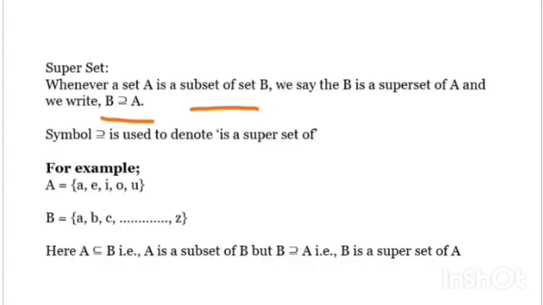For example, the set A contains the vowels A, E, I, O, U and the set B contains all the English alphabets. Here A is a subset of B because the vowels are contained under the alphabets. So A is a subset of B. So we can write that B is a superset of A.